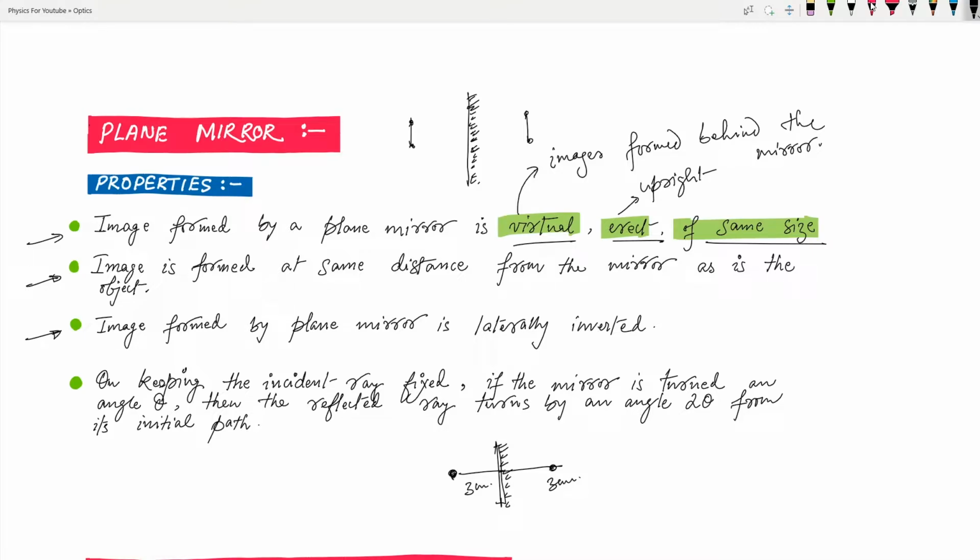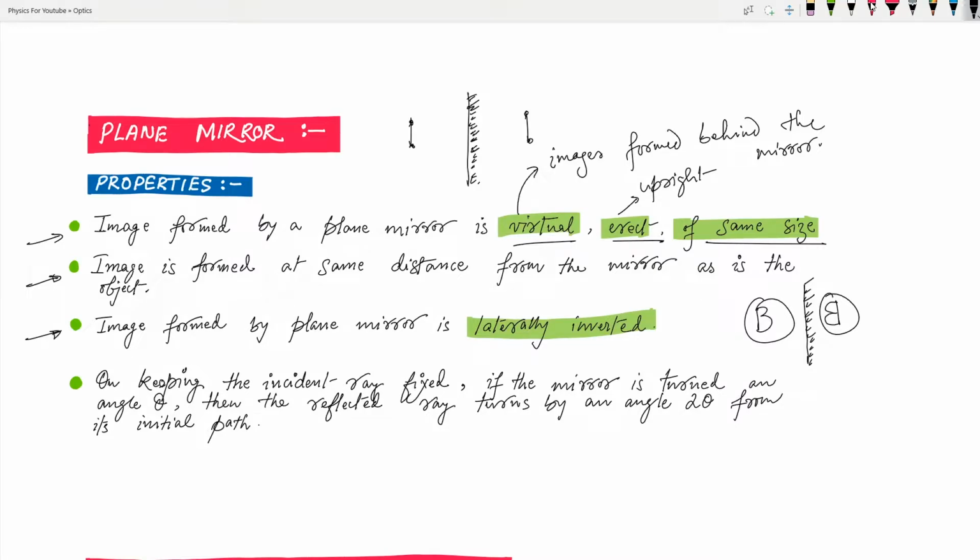The image formed by a plane mirror is laterally inverted. Very important. So let me explain what lateral inversion actually means. Lateral inversion means if you stand in front of the mirror, then the right side will appear to be left and the left one will appear to be right. For example, suppose this letter is B. For a symmetrical object it's very difficult to understand, but if the object is asymmetrical, then it's easy. For example, B is asymmetrical, so you'll see after reflection it will be like this, isn't it? So this is known as lateral inversion.